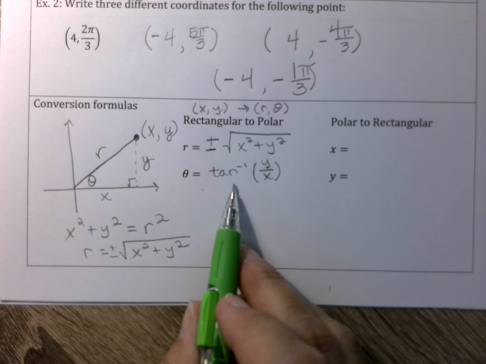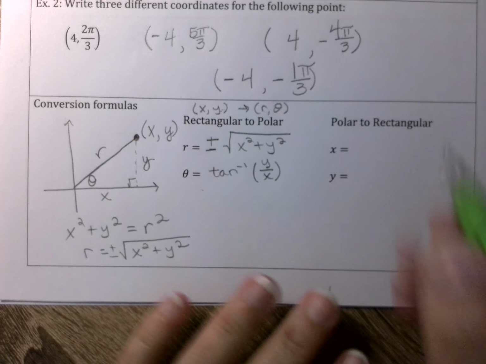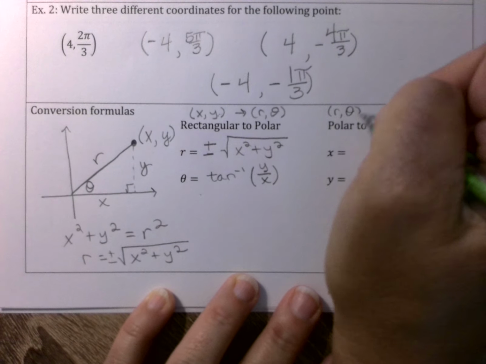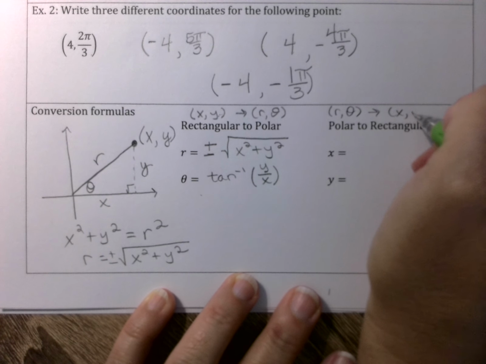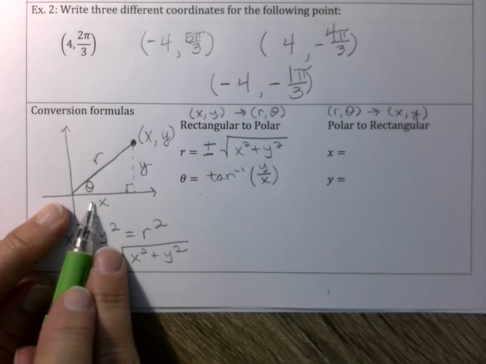But at least it's going to give me that reference angle to help me figure out the angle that I need for the coordinates. So now what if we're going polar to rectangular? Polar means that we're starting with r, theta. We want to end up with x and y. Well, let's go back over here to our triangle.